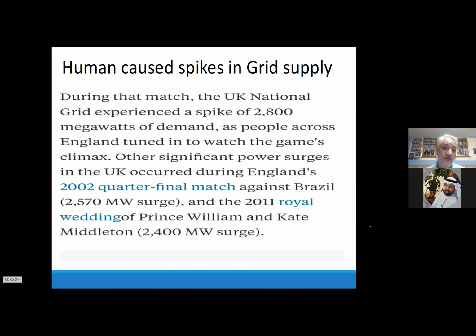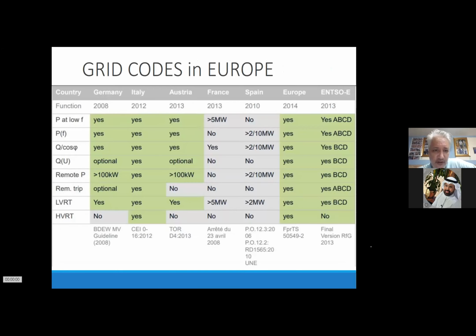So this, like I said, is another example, 2.8 gigawatts in the UK, for example, during the quarterfinal against Brazil. So TV systems, championships, weddings, royal weddings especially, they will have some surges in the system, and the PV systems, of course, and any other system have to cope with that, because all of a sudden you will have a high voltage.